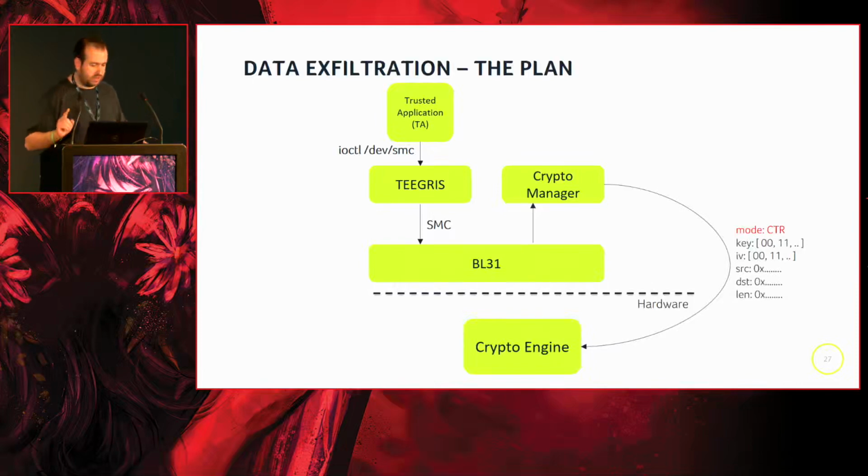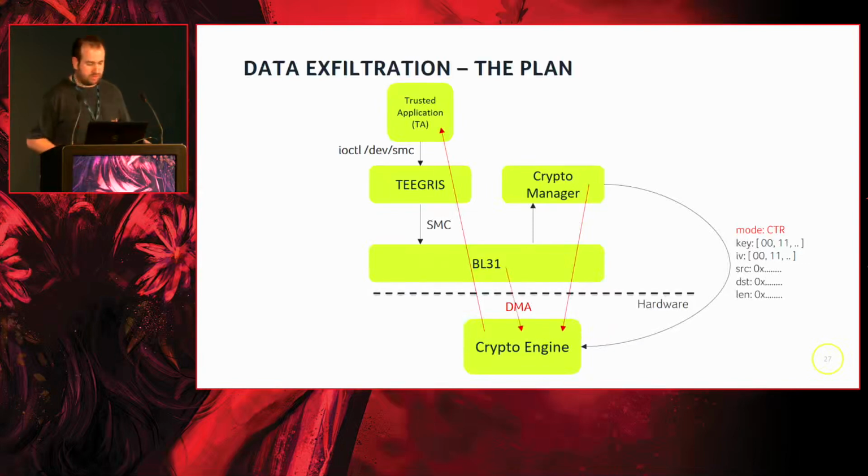this is actually the only thing that is enforced by the crypto manager, because all the rest, key, IV, source address, destination address, and length will be controlled by the TA. Once the crypto engine is configured, what we can do from a TA is, for instance, point the source address to crypto manager memory and the destination address to some memory belonging to the TA itself. And because we know the key, we can simply encrypt memory, put it in the TA memory space, decrypt it from within the TA, and then we have extracted memory belonging to the crypto manager.